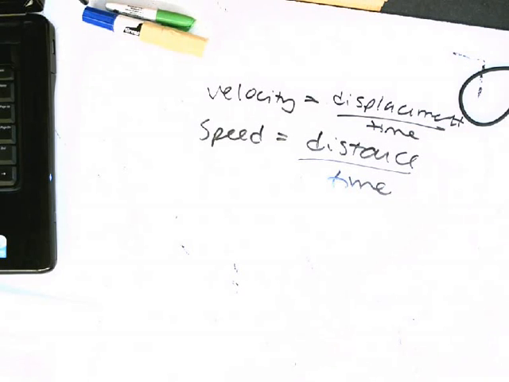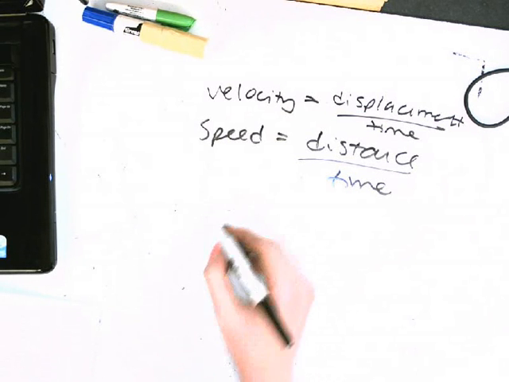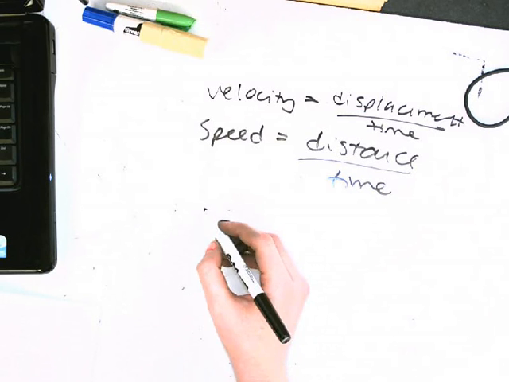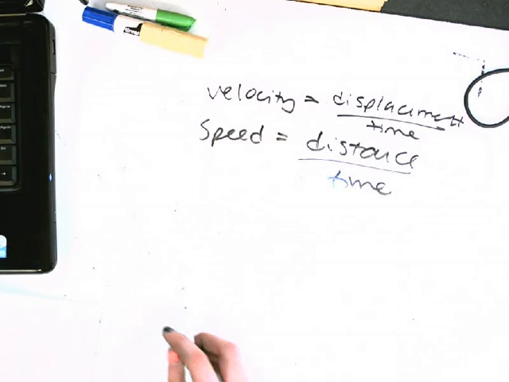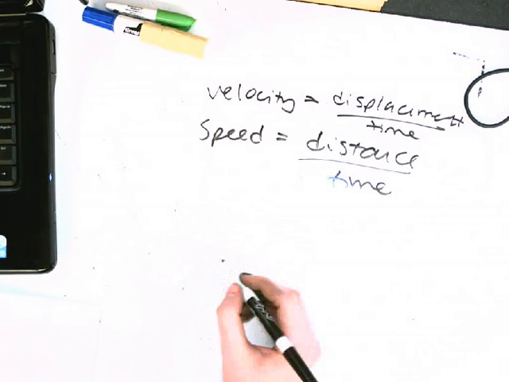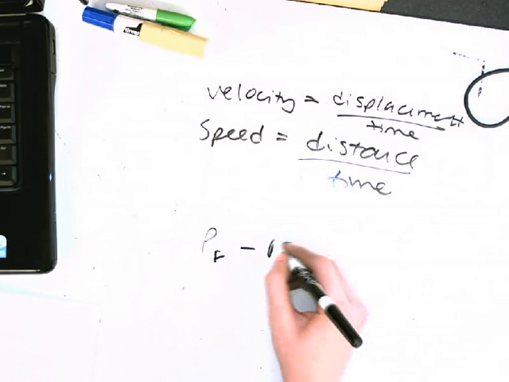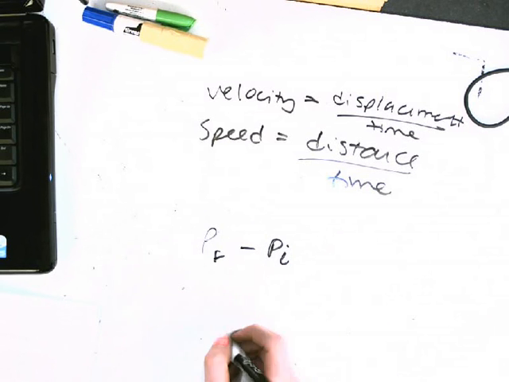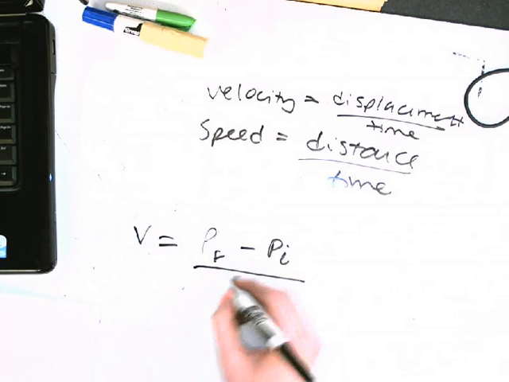Okay, so for velocity, velocity is the displacement over time, which is also the change in position over time. And the change in position is your final position minus your initial position. So, velocity equals your change in position over the time.